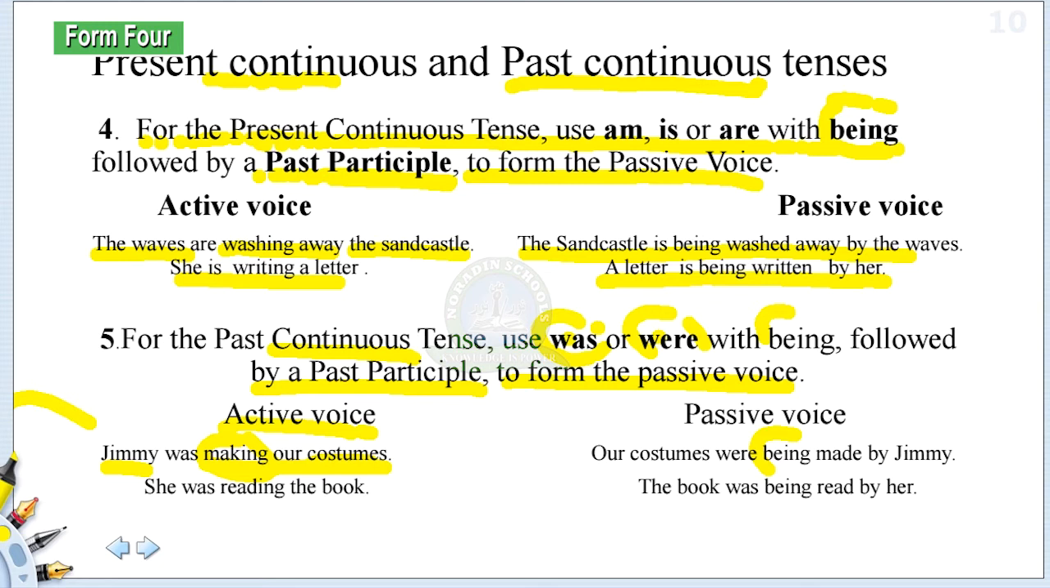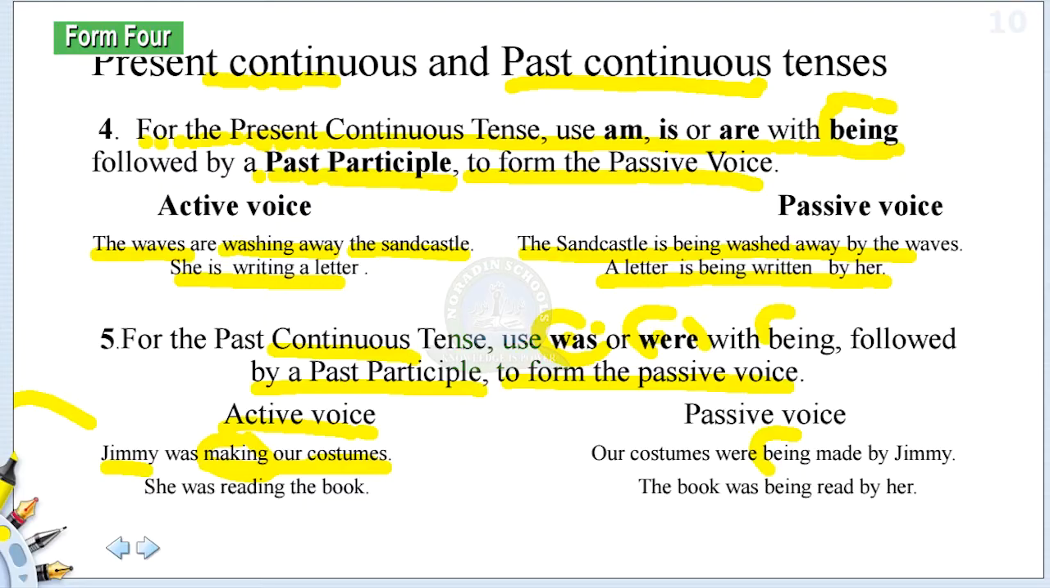So remember, whenever you use present continuous tense in passive voice, remember is, are with being. Am is used for I, is used for singular, and are is used for plural nouns or pronouns. For example, the waves are washing away the sandcastle. In past continuous tense, use was and were with being, followed by the past participle. Do not forget the past participle, the third part of the verb. Jimmy was making our costumes.